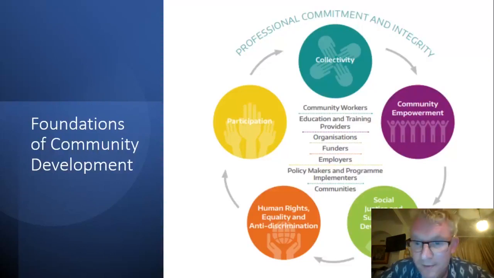It's important to note that all of these 5 values are not standalone. They need to be considered as a whole, because if one is left out, all the others fall down. And basically, these are 5 core values which are important for professional commitment and integrity. And all community workers need to be cognizant of this, which is also important for those who wish to maybe establish a community-owned enterprise. They need to embrace and appreciate all of these 5 core values too.